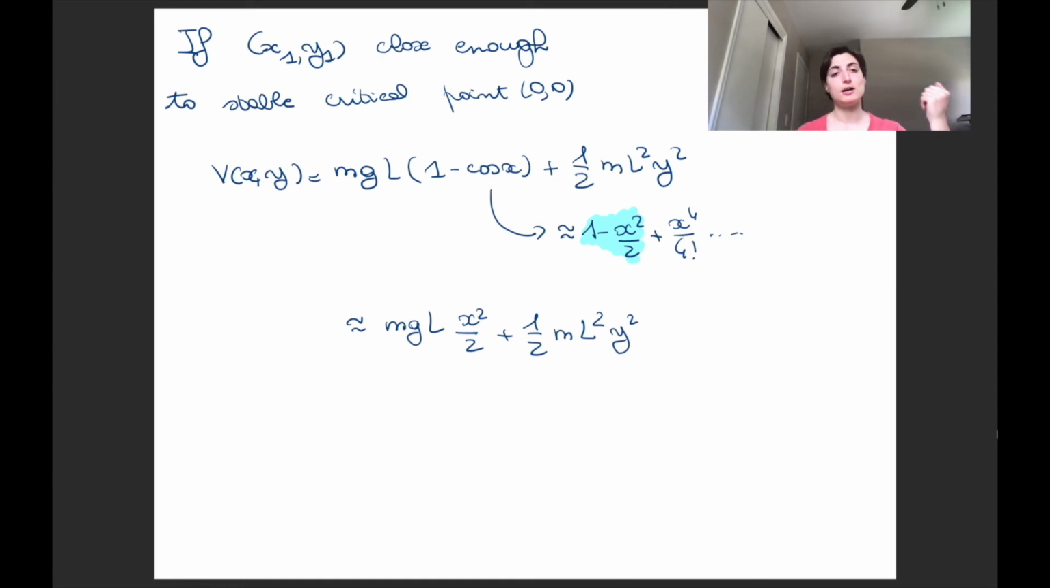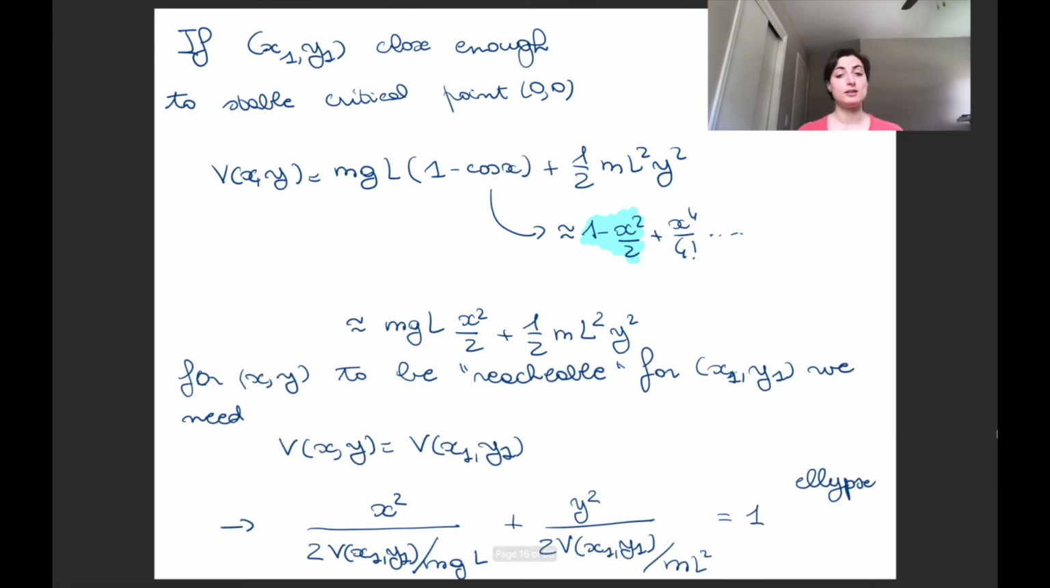So we're approximating our energy function at x and y by this formula: mgL times x squared divided by 2 plus 1/2 mL squared y squared. And we want the energy at x and y to be equal to the energy at x1, y1. In order for that to be true, we have this new formula in which x squared times a constant plus y squared times another constant needs to be equal to 1. Therefore, we need x and y to belong to an ellipse that passes through x1 and y1.